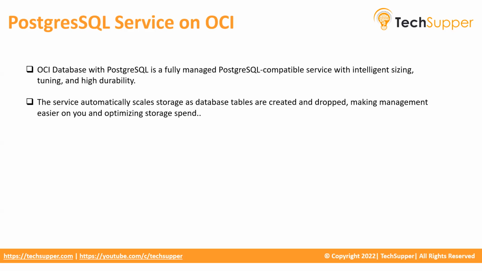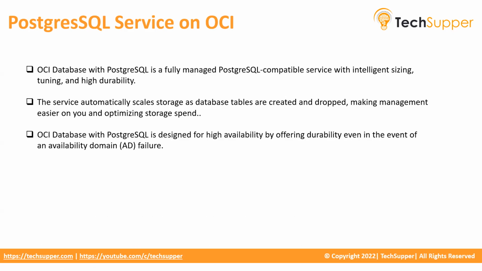When you create this service, it automatically scales storage as your database size grows. As and when you create tables, you drop your tables, if more storage is required, it will be added, and if storage is not required, it will be dropped, making management easier on you and optimizing storage spend. So OCI database with PostgreSQL is designed for high availability by offering durability even in the event of any AD failure.